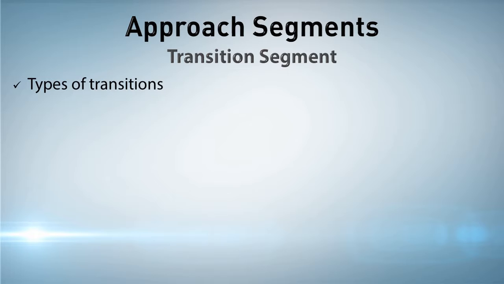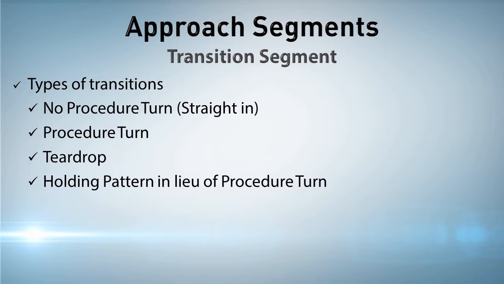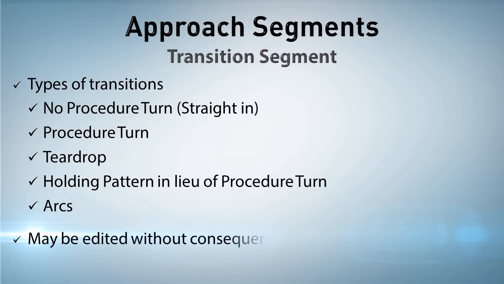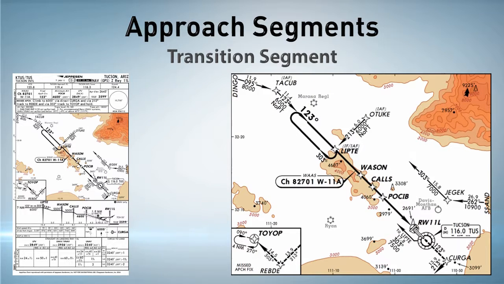There are many types of transitions: no procedure turns, teardrops, holding patterns in lieu of procedure turns, and arcs. The transition segment of the approach can be edited. This is the transition segment for Tucson. The Dingo transition will take you down to Calls intersection. Calls is the end of the transition segment and the beginning of the approach segment.